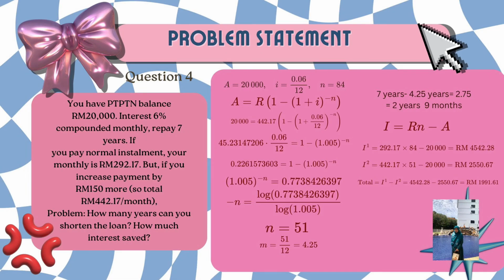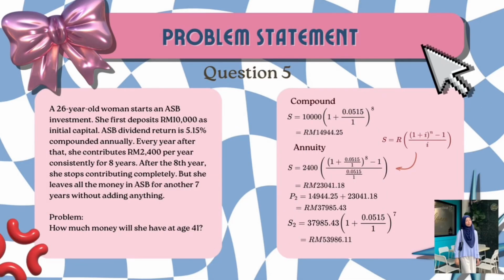Then we need to find the total amount of interest that we save. So the formula will be I1 minus I2. So it will be 4,542 ringgit 28 cents minus 2,550 ringgit 67 cents. So the final answer is 1,991 ringgit 61 cents.